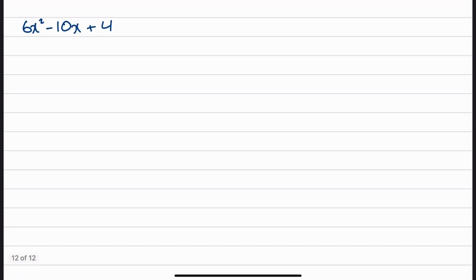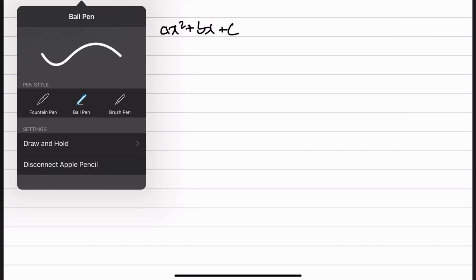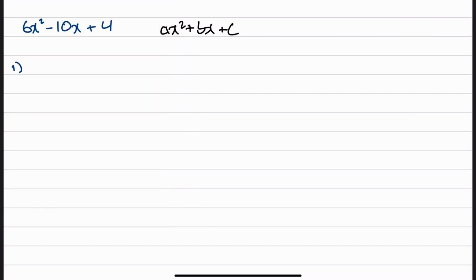And we'll follow the same pattern with this quadratic. A times c equals 6 times 4, which is 24. Now we need factors of 24 that add or subtract to give me minus 10. So 24 equals, let's see, 3 times 8, and 24 equals 2 times 12. 24 equals, let's say, 4 times 6.